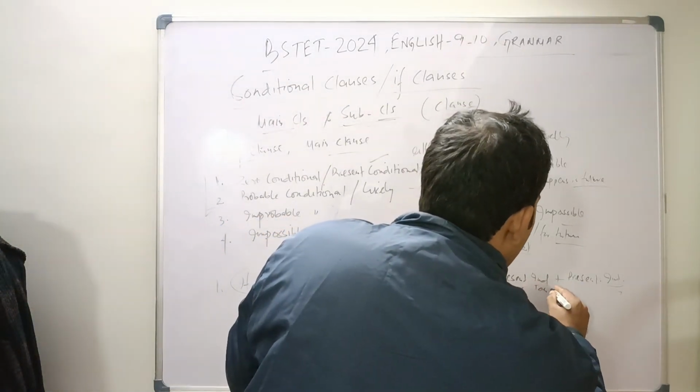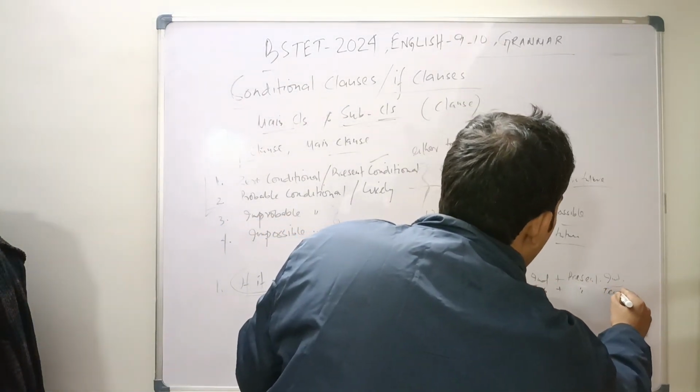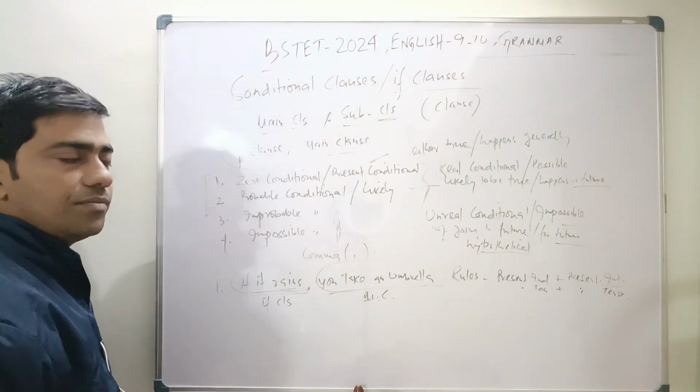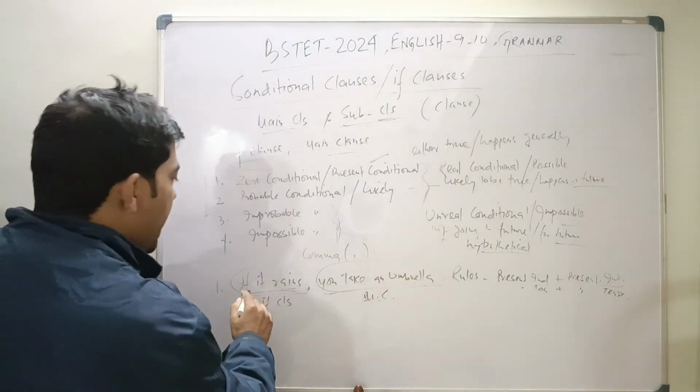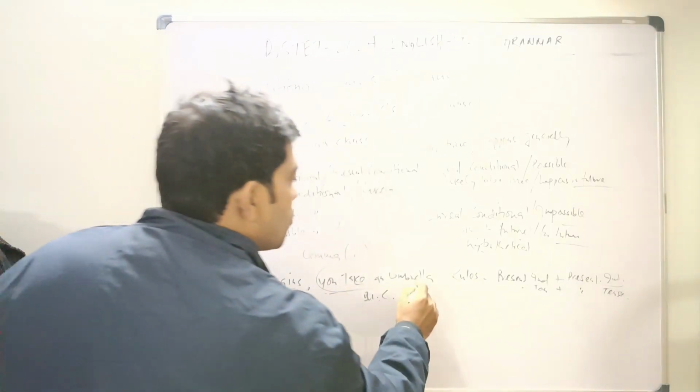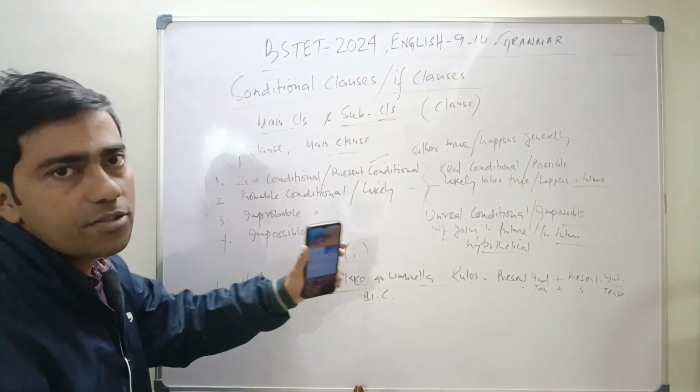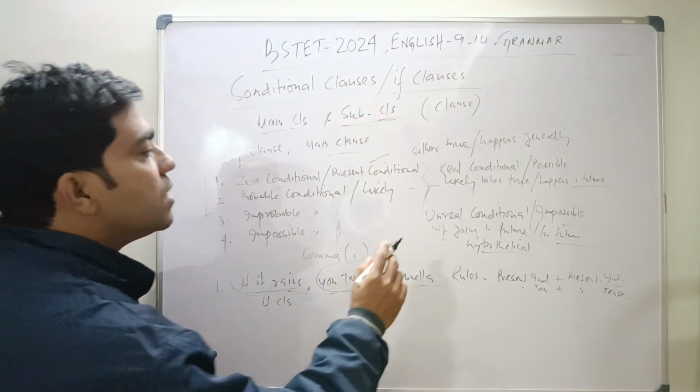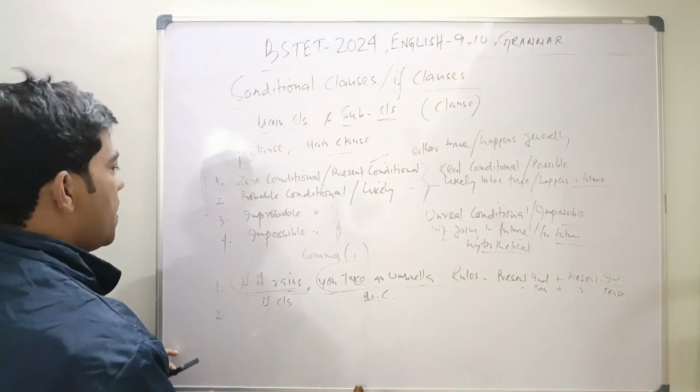Present tense plus present tense. Got it? If it rains, you take an umbrella. It is in present indefinite tense. It is also in present indefinite tense, or present tense or present tense. Got it? The next example.